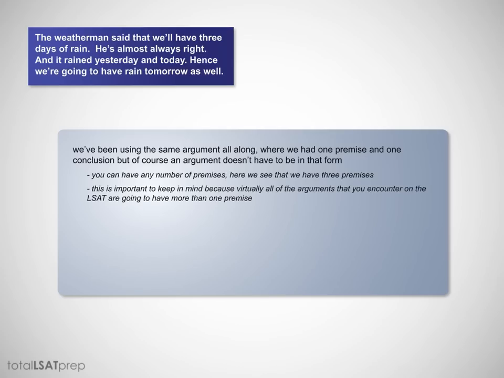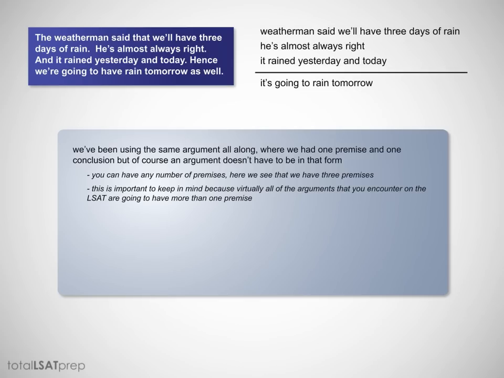This is important to keep in mind because virtually all of the arguments that you encounter in the LSAT are going to have more than one premise. So here we'll diagram it. And we'll say weatherman said we'll have 3 days of rain. He's almost always right. It rained yesterday and today. And then the conclusion underneath, it's going to rain tomorrow. So that's our diagram. The 3 premises provide support for the conclusion.